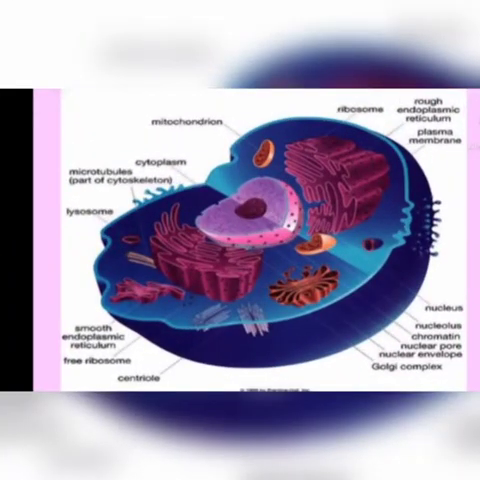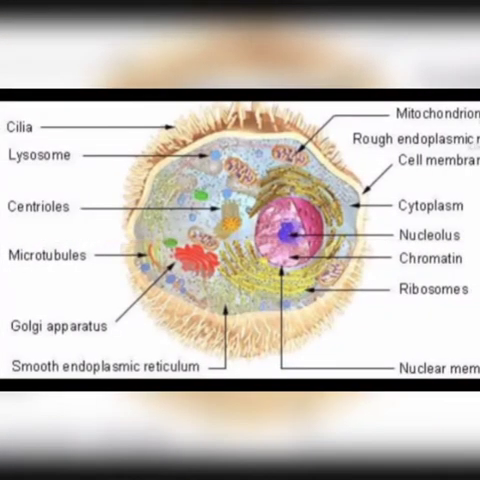So now let's discuss the shape of the cell. The shape of the cell differs not only in different organisms but also in different organs of the same organism. The shape may be oval, spherical, cuboidal, fiber-like or polygonal.